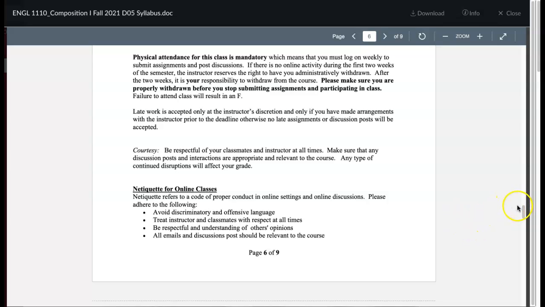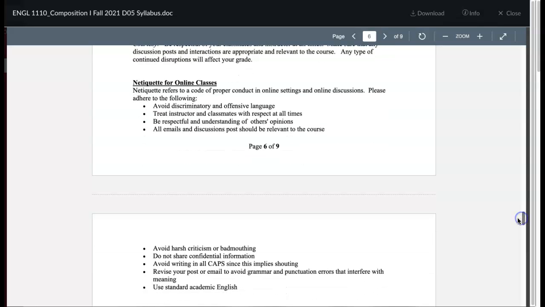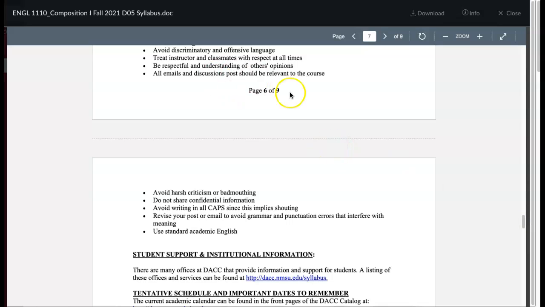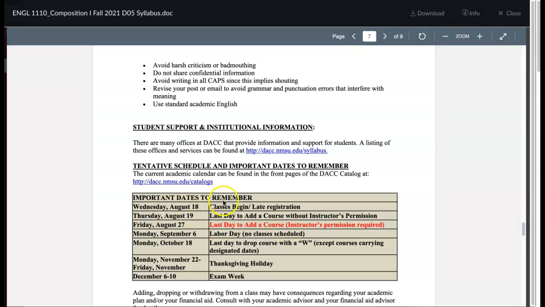Some of this information might be common sense to some people, but some people might be encountering this for the first time. Like, for example, a lot of people don't know that you shouldn't write everything in caps because it implies shouting. So it's definitely good to go over this information just in case you are new to discussions and online classes in general. So here we have the important dates to remember.